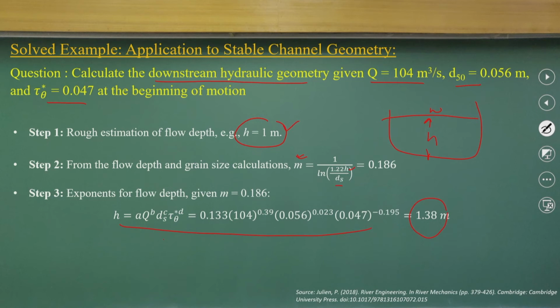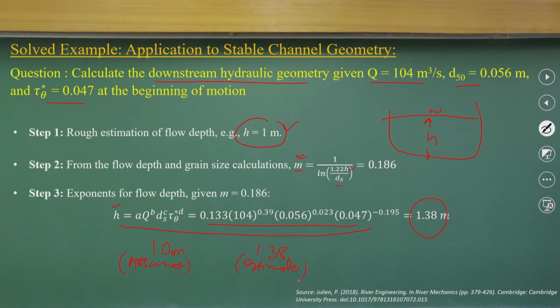In this case, we first assume h equal to 1 meter, compute the m value, then put that m value into the regime equations and compute h. So, we found the assumed value is 1 meter, but the estimated value is different, which means there is a lot of difference.